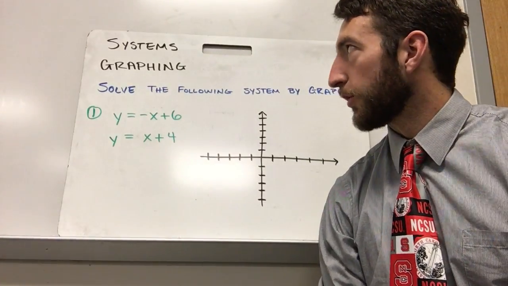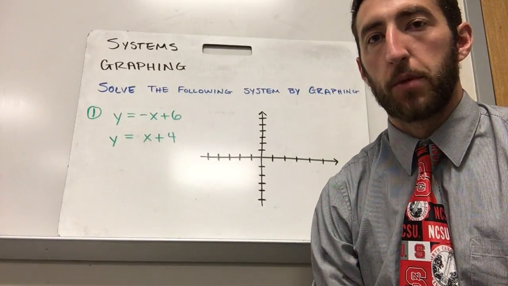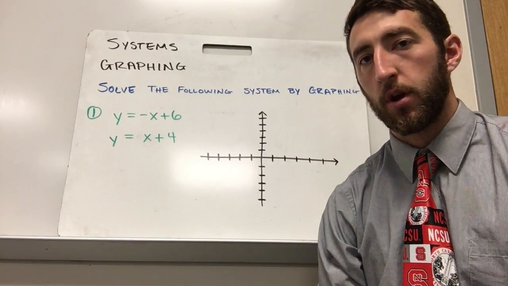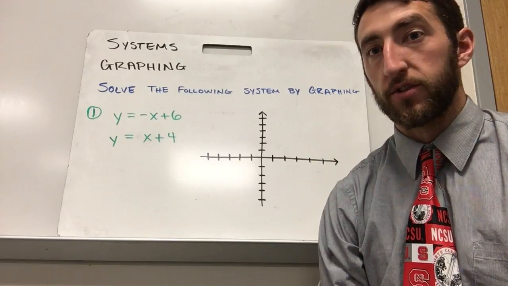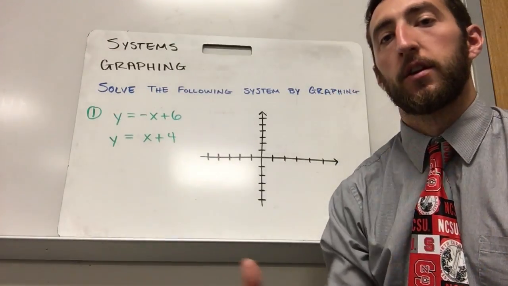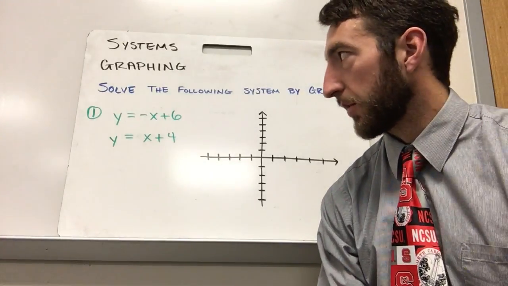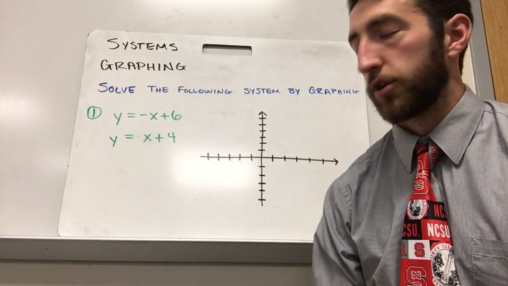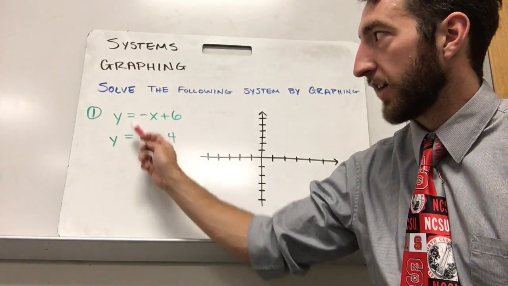Hey class, so today we're going to solve some systems by graphing equations. A system of equations is two or more equations that have two or more variables. If you notice, I've got a y and an x. Whenever you have two variables, I need two equations in order to figure out what the solution is. So our strategy for graphing is we're going to graph these two equations.